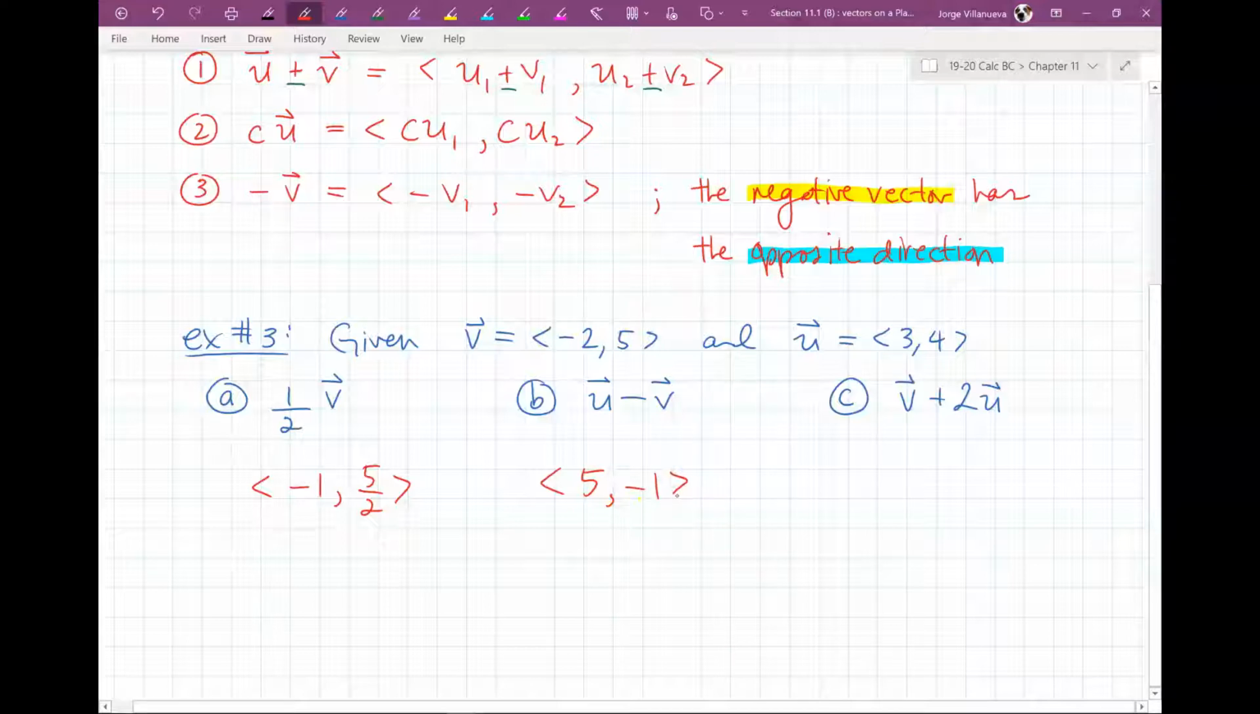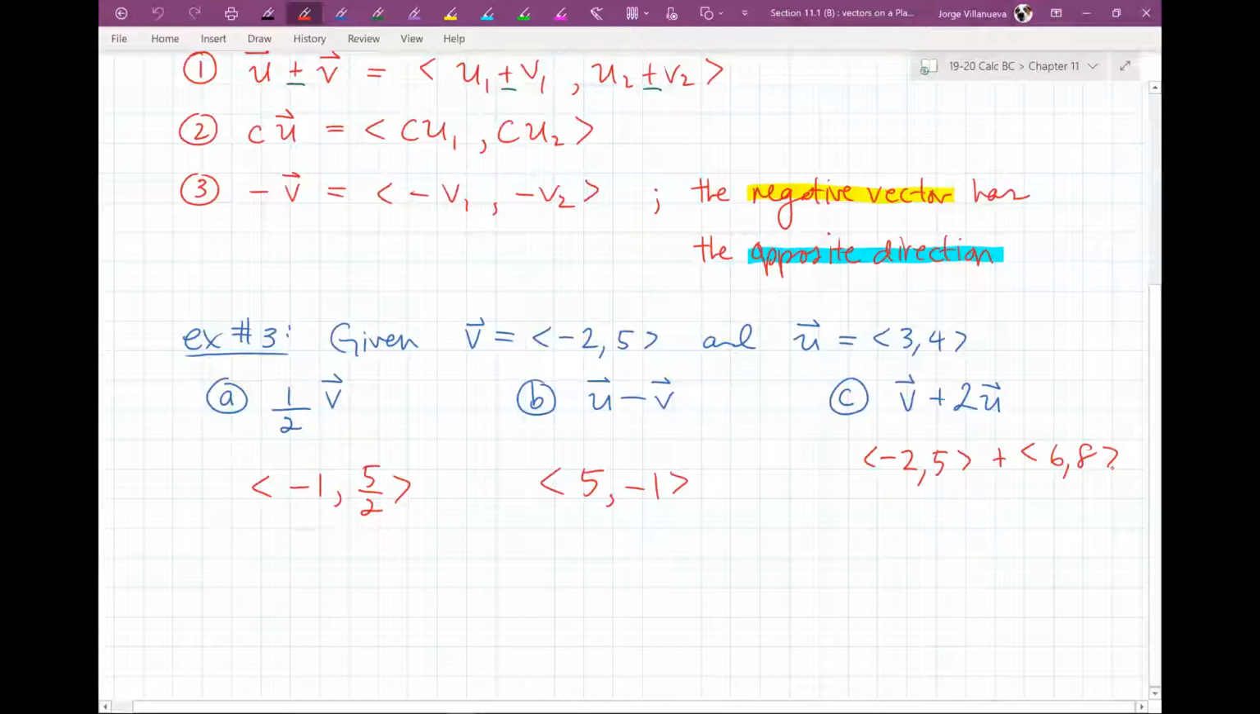Like I said, the examples today are pretty easy. They're not too bad. And then part C, they want v plus twice u. So what I'm going to do here is I'm just going to kind of give us a little bit more info in a sense of making it easier for us to keep track of things. So I'm going to double vector u. So that's 6 comma 8. All right, so that's what they want me to do.